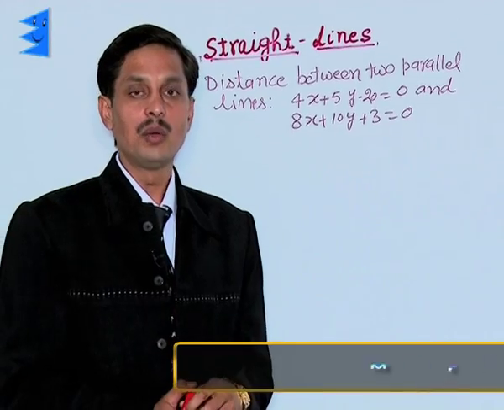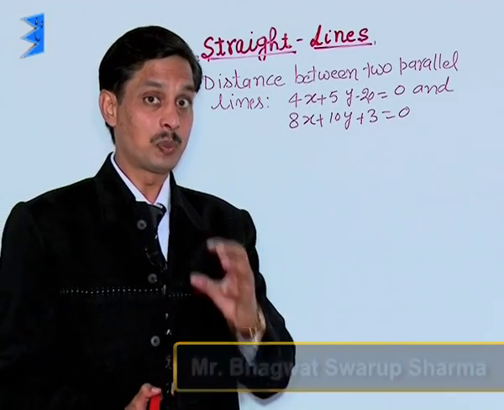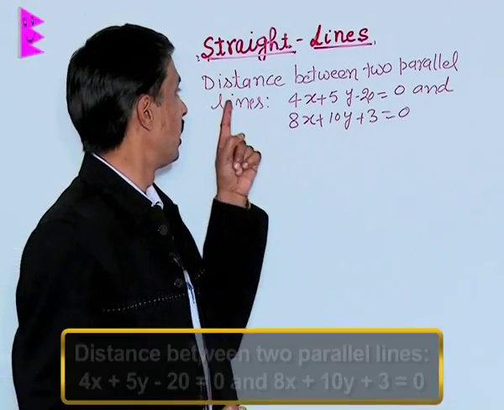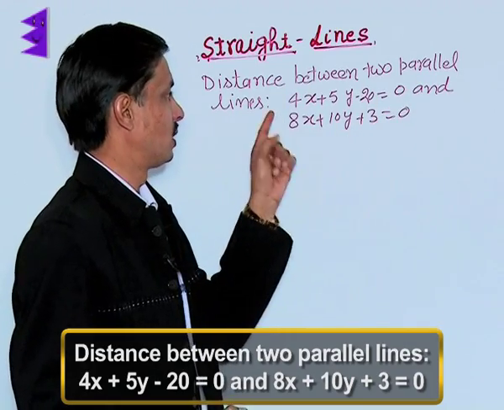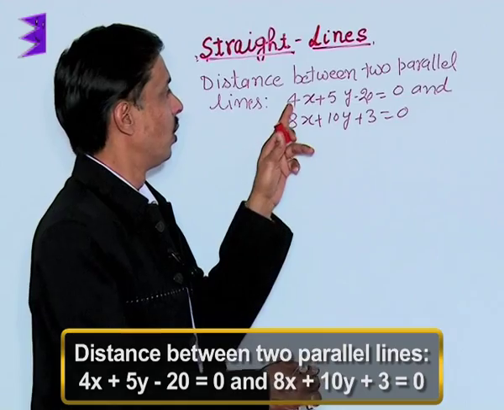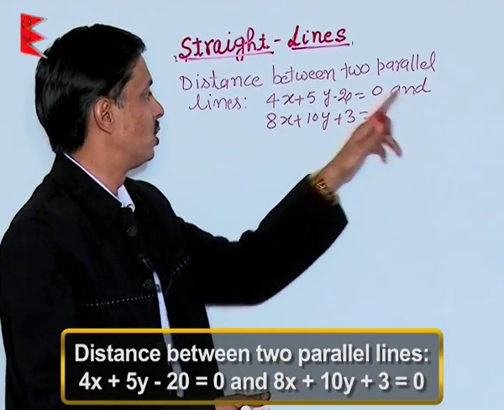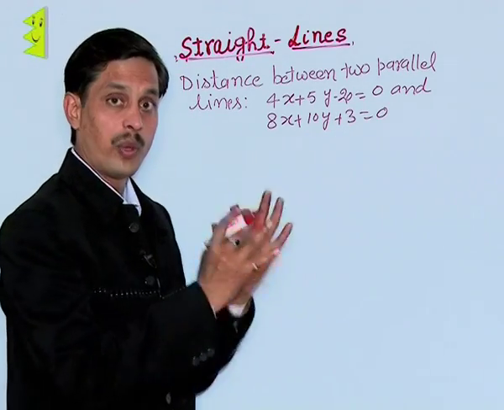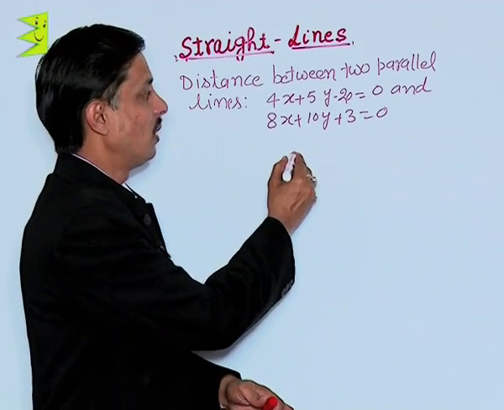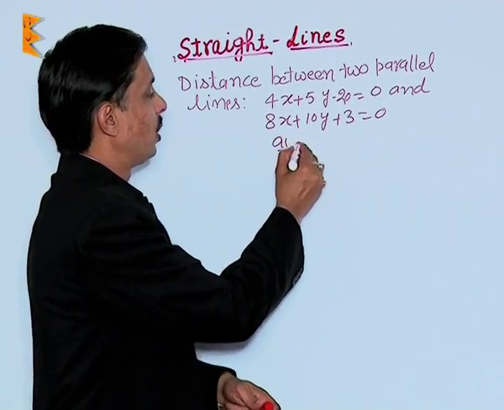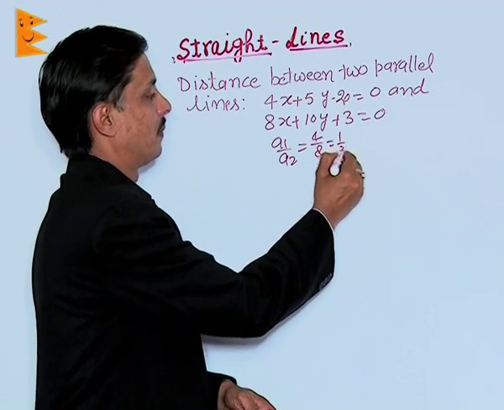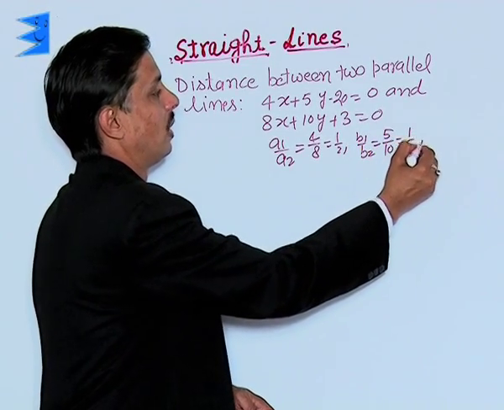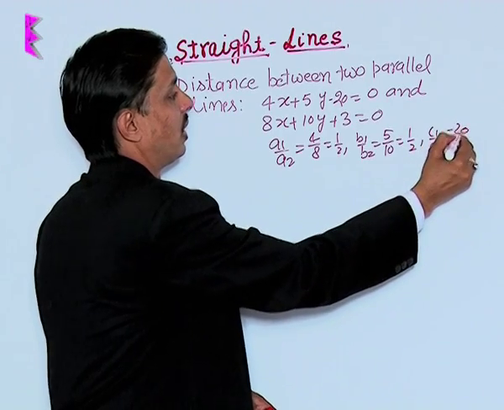Now I am taking one problem where I will explain you how to find the distance between two parallel lines. As it is written here, the distance between two parallel lines is what we need to calculate. The lines are 4x plus 5y minus 20 is equal to 0 and 8x plus 10y plus 3 is equal to 0. Lines are clearly parallel because a1 upon a2 is 4 upon 8, that is half, b1 upon b2 is 5 upon 10, that is also half, and c1 upon c2 is -20 by 3.